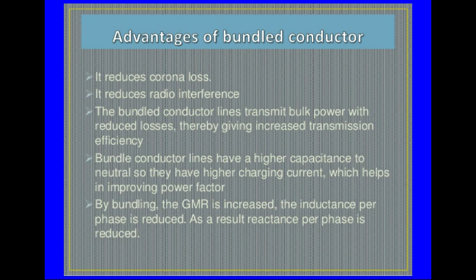Next, by bundling, the GMR is increased and the inductance per phase is reduced. As a result, the reactance per phase is reduced. When we use a bundled conductor, GMR is increased. GMR is the geometric mean radius of the conductor, which increases because the conductors are spaced. So, due to the increase in GMR, inductance is also reduced. The result is reduced reactance and increased efficiency of the line.